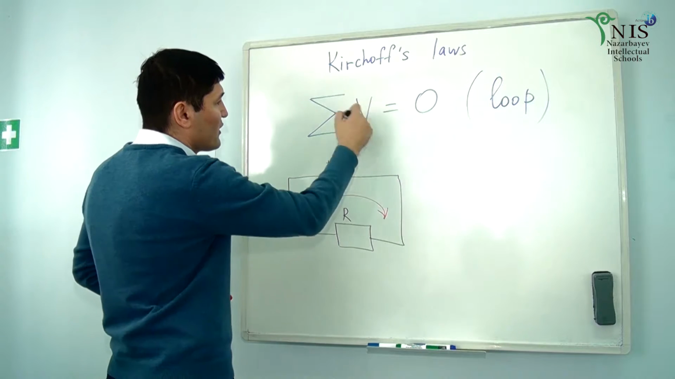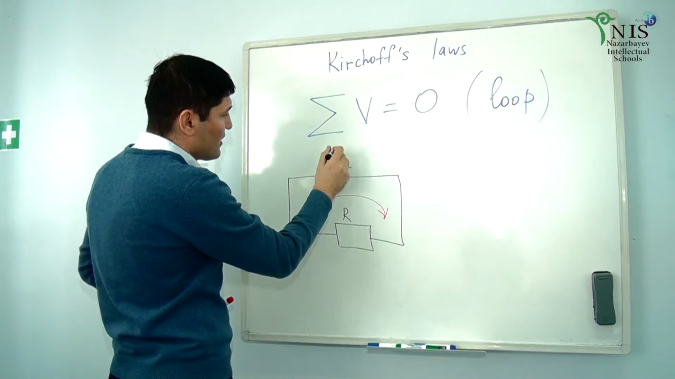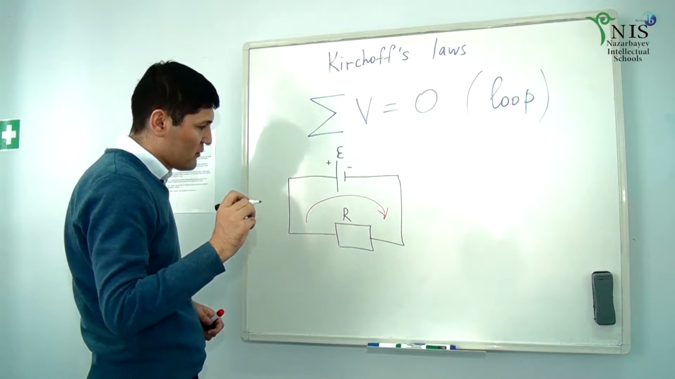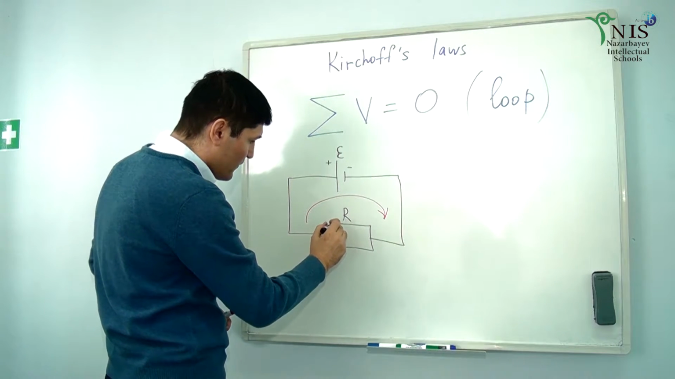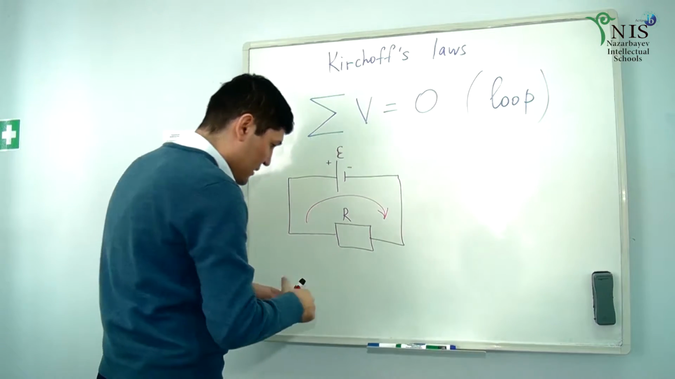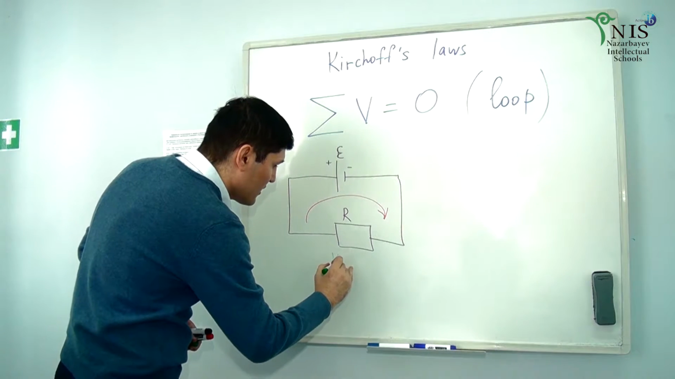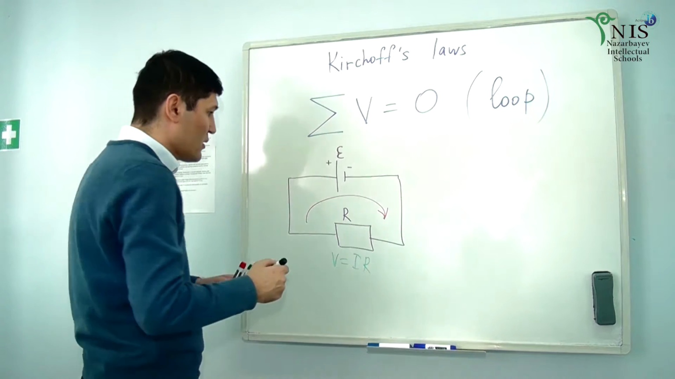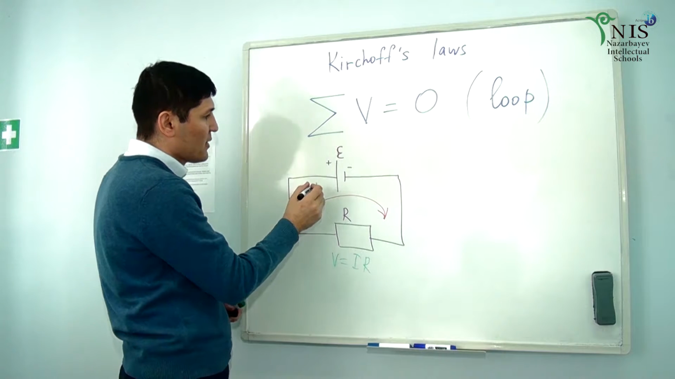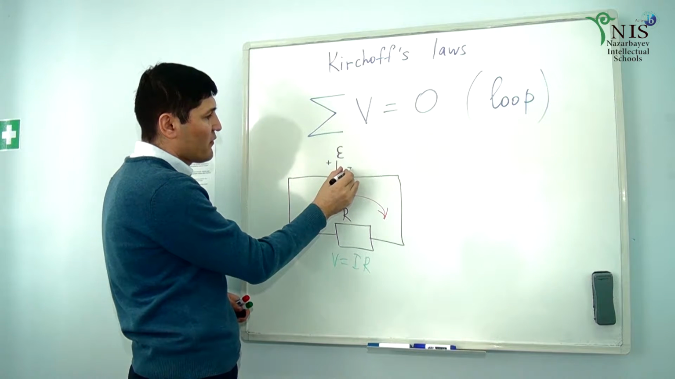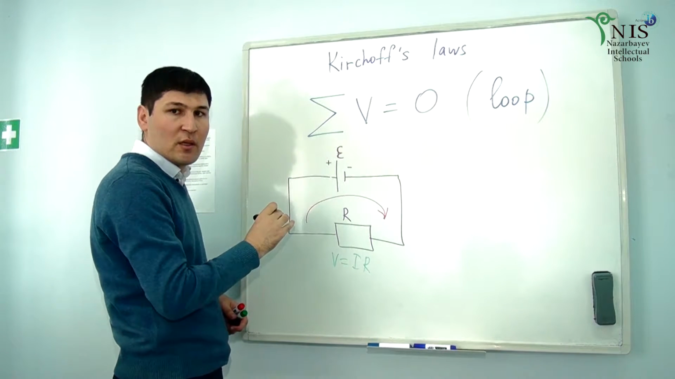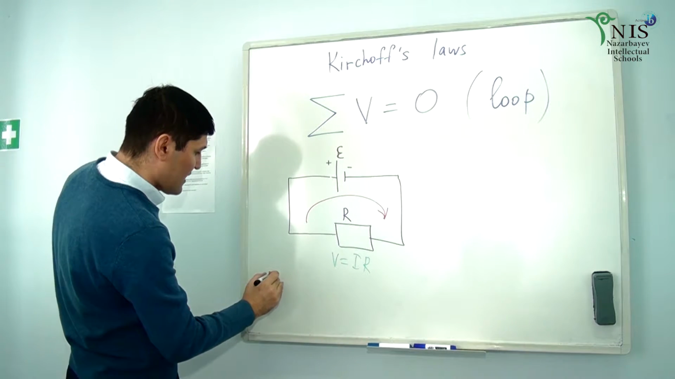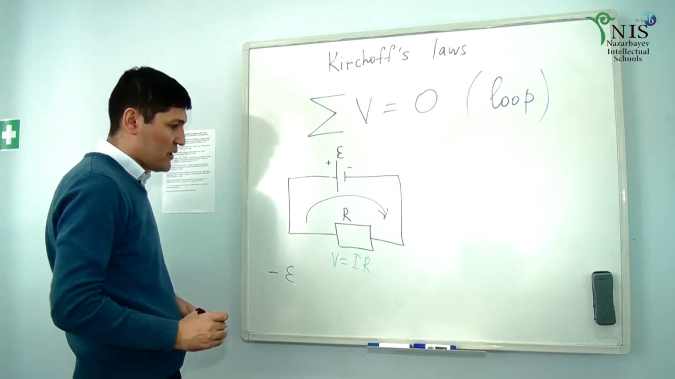So we have voltages in here. The voltage here is epsilon. The voltage across this resistor, from Ohm's law, is I times R. Let me write in a different color. The voltage here equals IR. But what's the sign? If we go clockwise, we see this is positive, this is negative, so potential drops, meaning the voltage is negative. That's why it's negative epsilon.